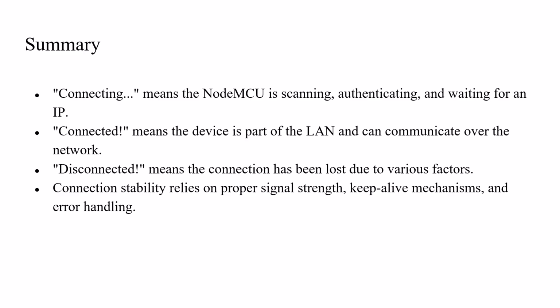Now, in summary, when your NodeMCU is connecting, it's trying to find and join a network, scanning, authenticating, and requesting access. Connected means it's been accepted, assigned an IP, and can now communicate. Disconnected means that the connection has been lost and it must reconnect to resume communication. Maintaining this communication involves keep-alive messages, lease renewals, and auto recovery systems. Just like any human relationship, communication is a two-way street. It starts with an introduction, followed by trust building, and then continuous engagement to avoid misunderstanding and dropouts.